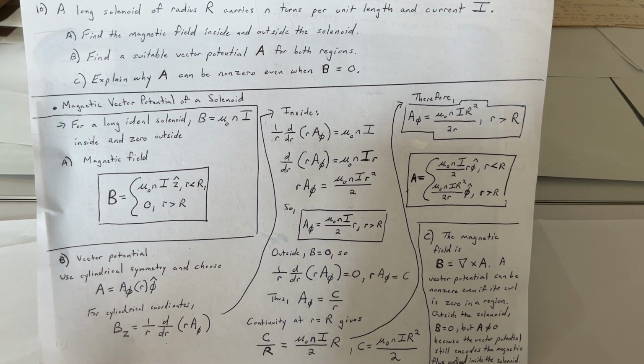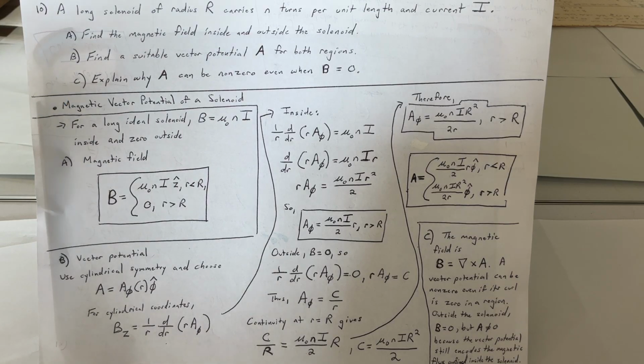Okay, so here's part 2 of the electrodynamics practice final exam. So back with number 10. A long solenoid of radius r carries n turns per unit length and current I. Part A, find the magnetic field inside and outside the solenoid.